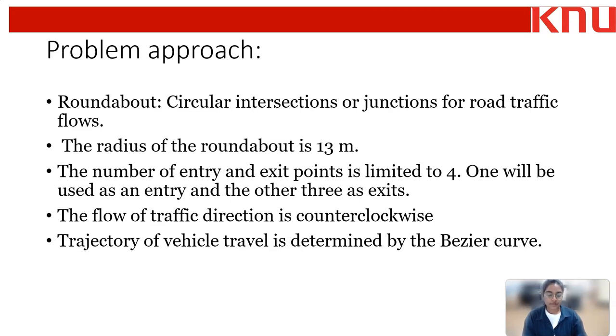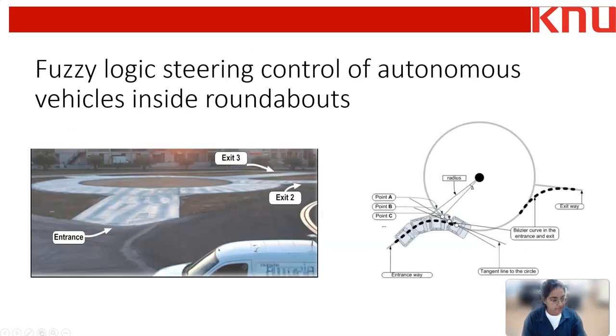The flow of traffic, the direction is considered counterclockwise, and the trajectory of the vehicle travel is determined by Bezier curve. And Bezier curve, you can see in the previous diagram, we have the entrance way, and based on this tangent line to the entrance point and the radius of the roundabout, the Bezier polynomial is used to obtain a trajectory.